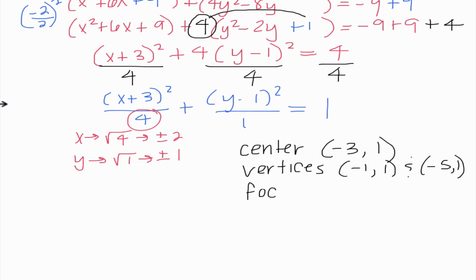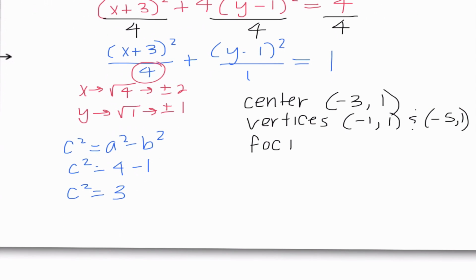The foci: we said the way we find the foci is c squared equals a squared minus b squared. So c squared equals big minus small. So c squared is 3, which means c equals radical 3, which is approximately 1.73. Technically, if they just asked us for the foci, I would also be fine if you moved radical 3 and wrote it like that. That's totally fine with me.